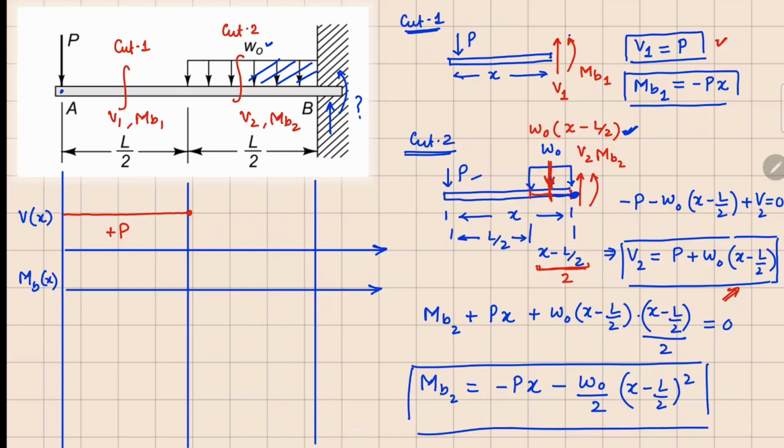One point is going to be at x equals L by 2, and another point is going to be at x equals L, which is right here. So if I evaluate this at x equals L by 2, the second term will become 0 here. So the only thing that we are going to get is P. So we are going to match this value right here.